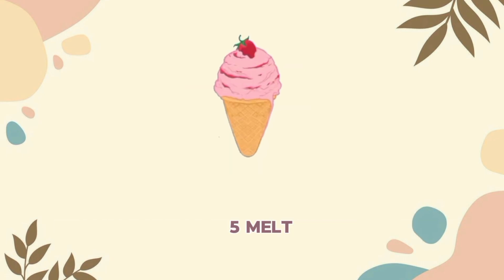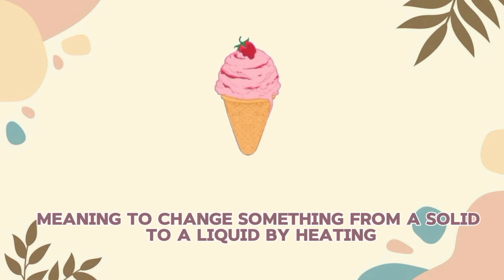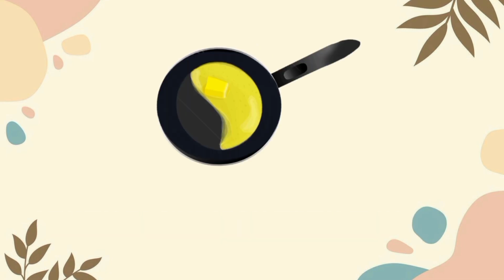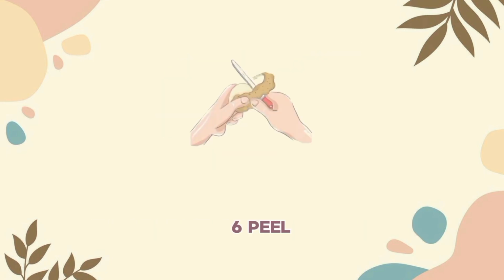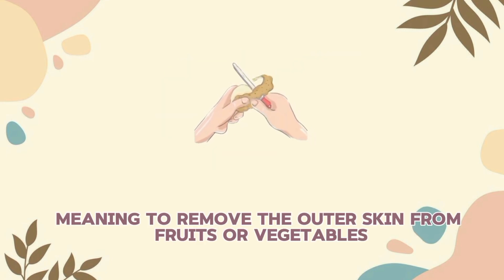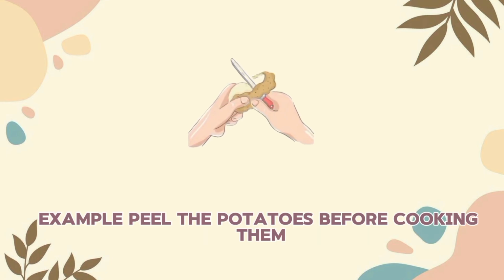5. Melt, meaning to change something from a solid to a liquid by heating. Example: melt the butter in a pan. 6. Peel, meaning to remove the outer skin from fruits or vegetables. Example: peel the potatoes before cooking them.